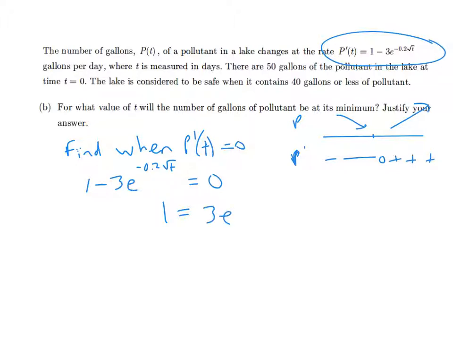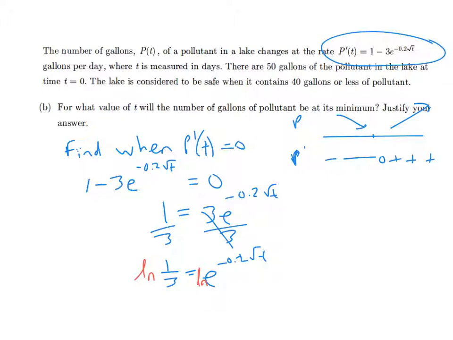So I'm going to say 1 is equal to 3e to the negative 0.2 radical t, and try to isolate my t, which means isolating my exponential. Divide by 3, and I get 1/3 equals e to the negative 0.2 radical t. At this point, I've got e to a power, and I want to get the variable out of the power. My only option at this point is to convert this exponential equation to a log equation. Remember, those go hand in hand, so I can go from one to the other.